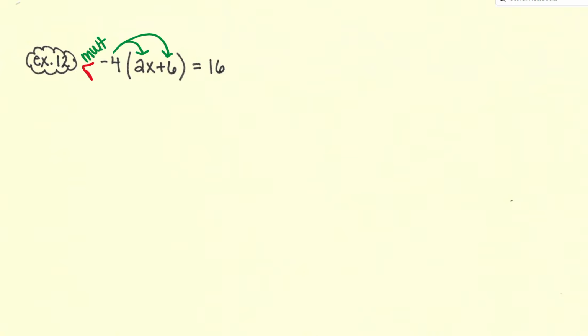Whenever there's a negative, I always draw my red warning flag, and if you watch my videos, you're going to see that red warning flag a whole bunch. But that just tells me to be extra cautious with the negative because the negative has to also go through to everybody. So negative times a positive is a negative 8x. Negative 4 times positive 6 is a negative 24.